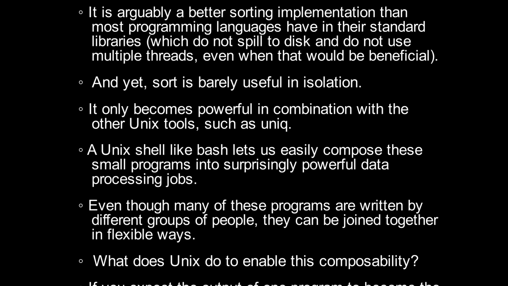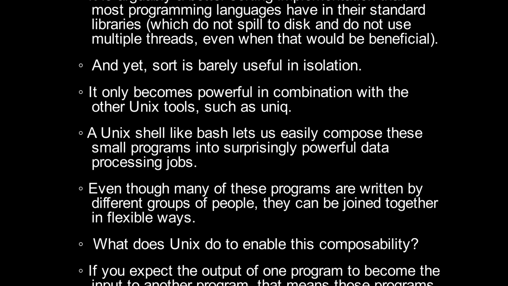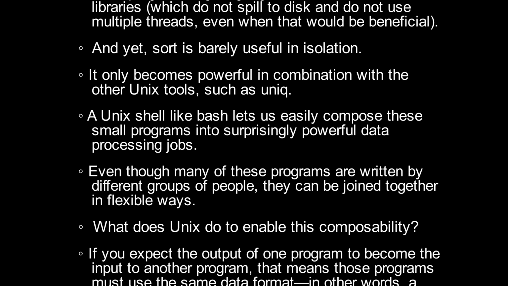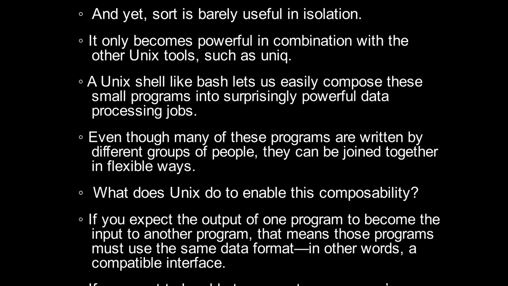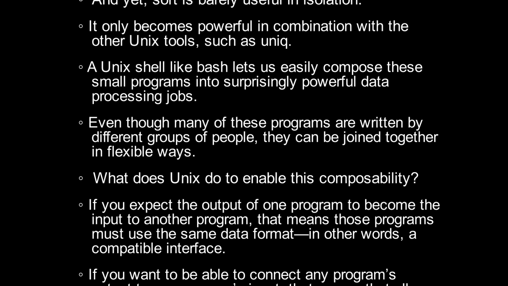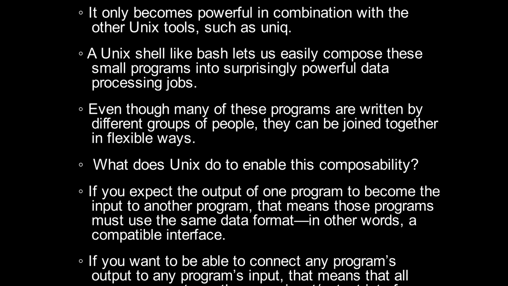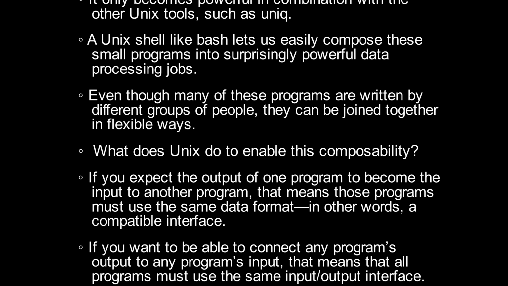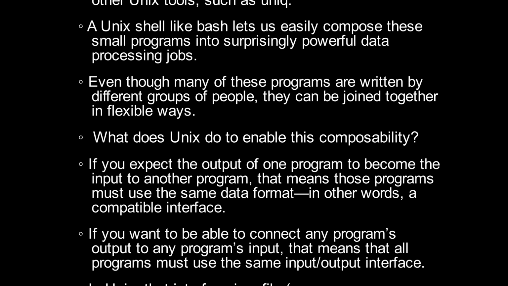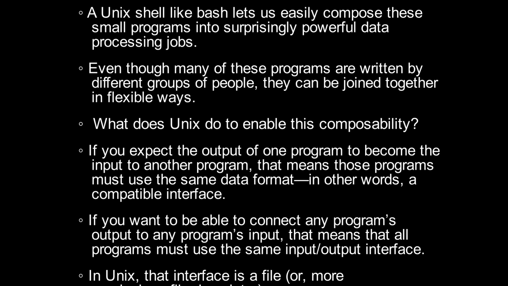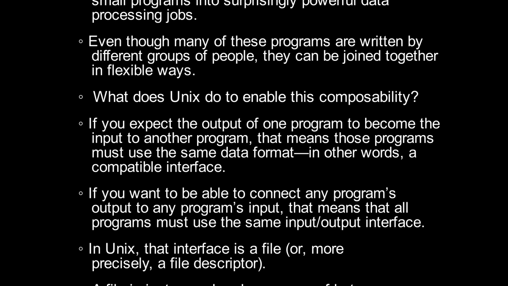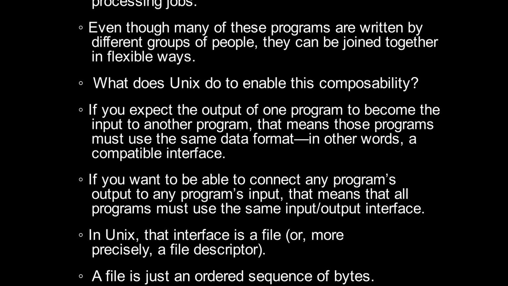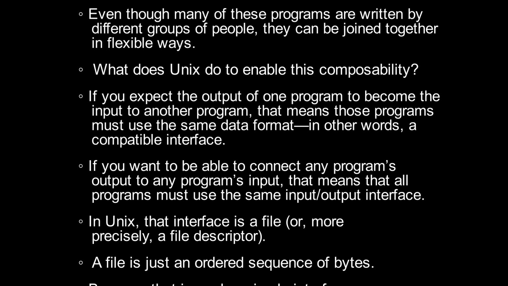Even though many of these programs are written by different groups of people, they can be joined together in flexible ways. What does Unix do to enable this composability? If you expect the output of one program to become the input to another program, that means those programs must use the same data format, in other words, a compatible interface. If you want to be able to connect any program's output to any program's input, that means that all programs must use the same input/output interface.